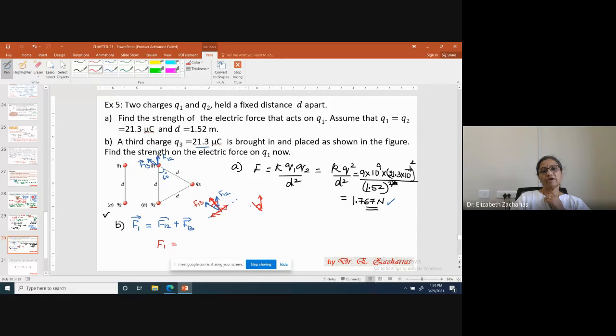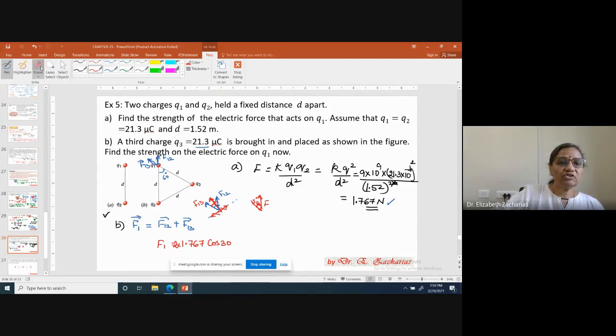This is my F. If this is theta, and this is my F, then this is the base, right? So will it be sine or cosine? Cosine. Therefore, there will be two such cosines coming: 1.767 into cosine of 30 into 2. Are you getting this point?